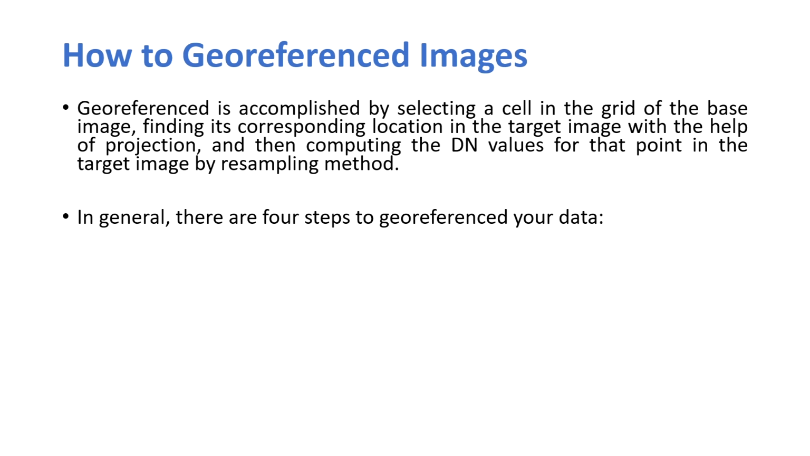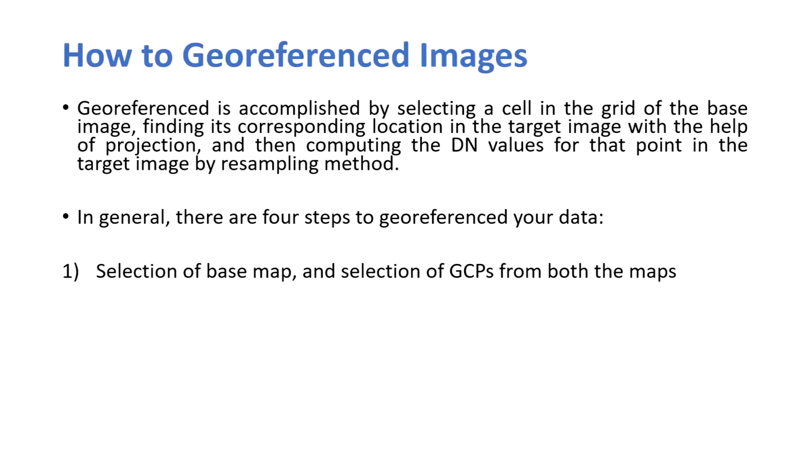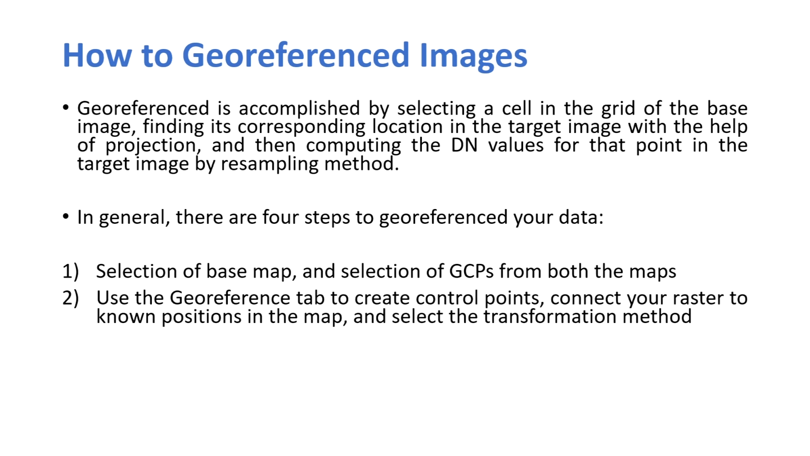So in general there are 4 steps to georeference your data. The first step is selecting a base map, or the image which has a known coordinate system in terms of latitude and longitude, and then selecting GCPs. GCPs are the ground control points. The ground control points are some common points in both the images which you can easily identify in both your base image and your target image. With the help of these GCPs or control points, you can overlap your target image on your base image, and use the georeference tab in your GIS software to create the control points and connect your raster to known positions in the map, and then select the transformation method.